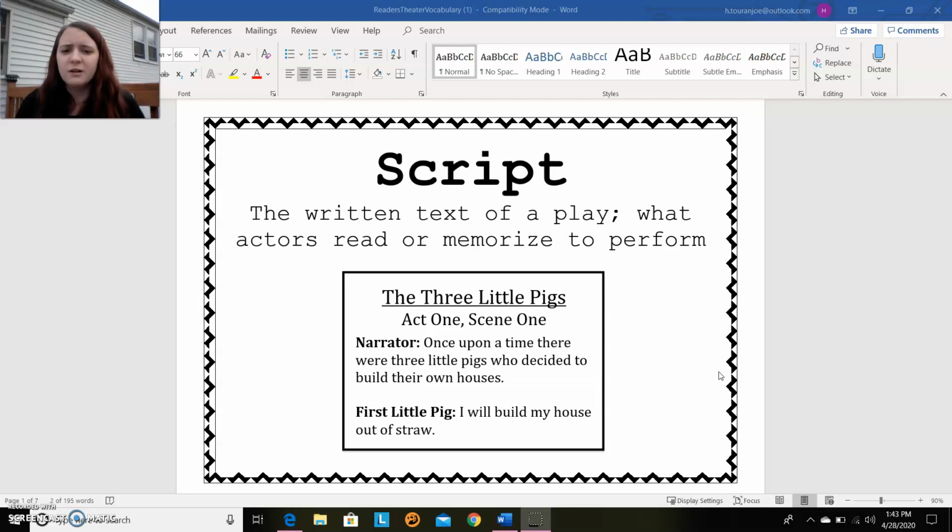So for example, right here we have the Three Little Pigs, Act 1, Scene 1. That's the title of our play. And as you can see, it says, Narrator: Once upon a time, there were three little pigs who decided to build their own houses. First little pig: I will build my house out of straw. In the script, it tells who's talking and what they are saying. Sometimes it's going to tell you other things, and we're going to talk about that in a minute. But for this component, scripts are what the actors need to say and do.